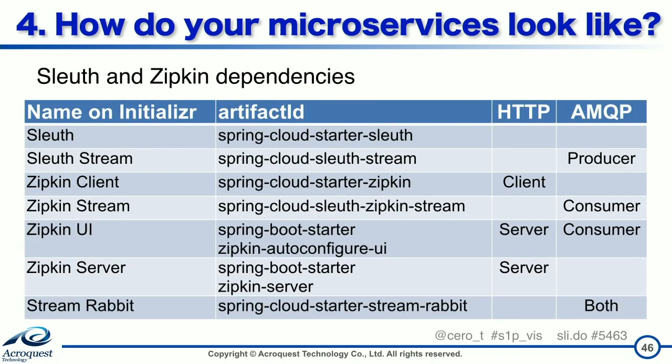That is summarized as Sleuth and Zipkin dependencies. If you use HTTP, the Zipkin client is necessary for the client side, and Zipkin UI and the Zipkin server are necessary for the server side. And when you use AMQP, Sleuth Stream is necessary for the client side, and Zipkin Stream and Zipkin UI are necessary for the server side, and Stream Rabbit is necessary for both.